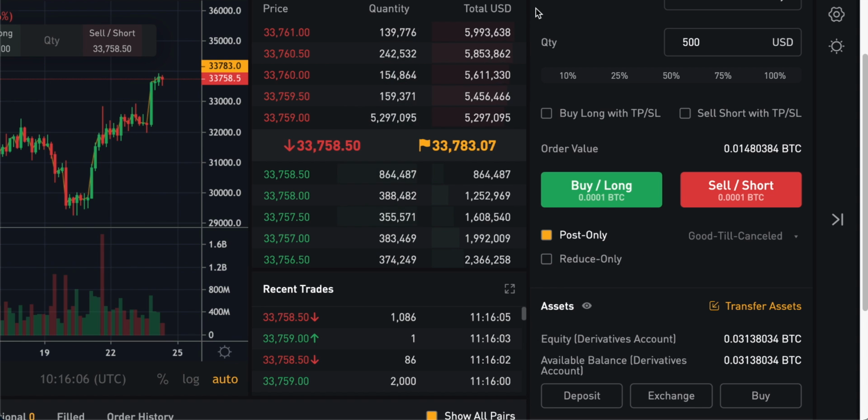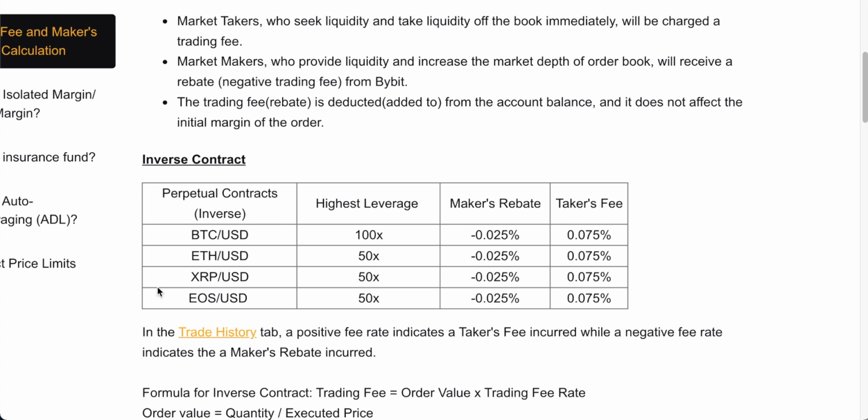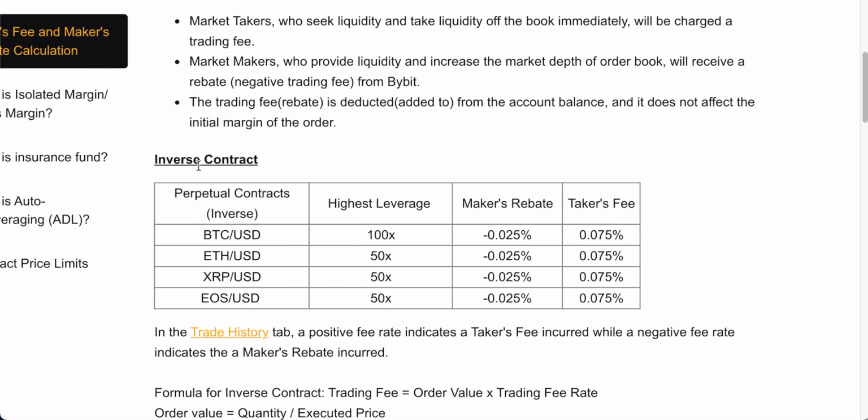This is a good time to talk about fees then on the derivative side on Bybit. So you can see them right here, inverse contracts. You'll be paying around 0.025% if you're a maker, and then 0.075% if you're a taker for trading derivatives.